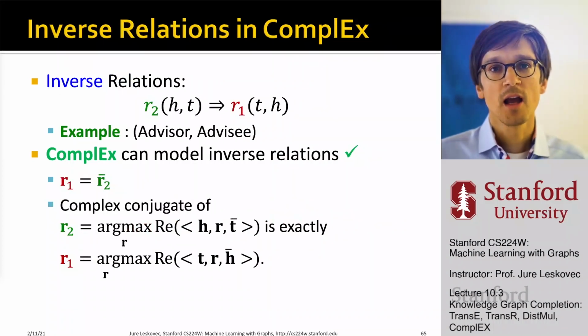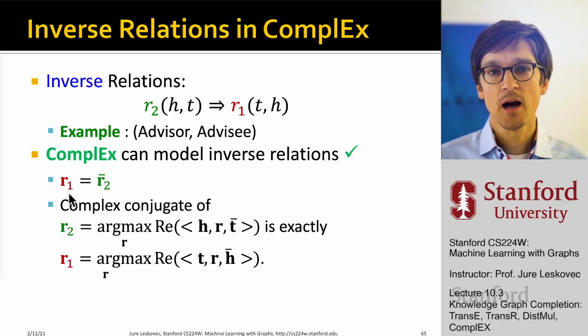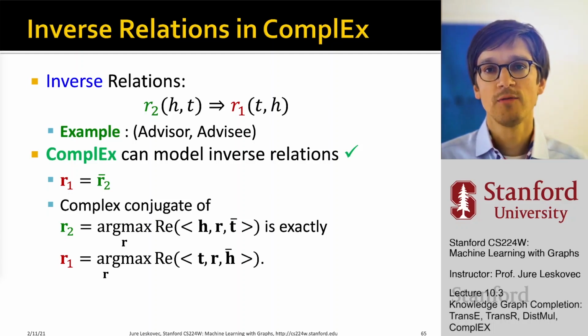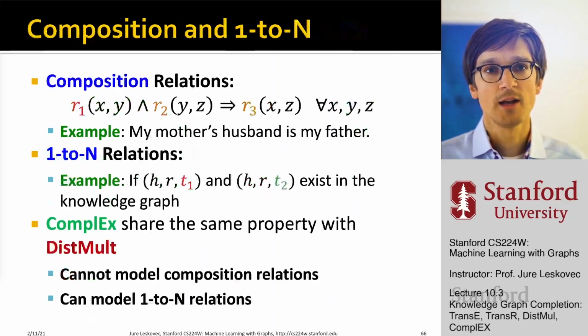And then, can ComplEx model inverse relations as well? Yes, it can. How? By setting R2 to be the complex conjugate of R1. This means that the real part of the two will be exactly the same, because what differs is only the complex part. So that is in terms of modeling inverse relations.